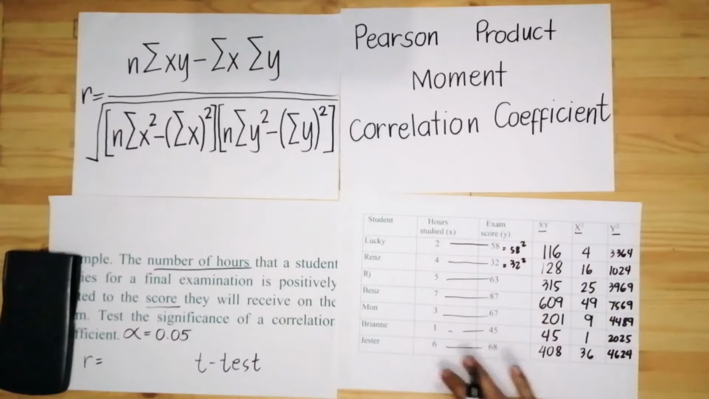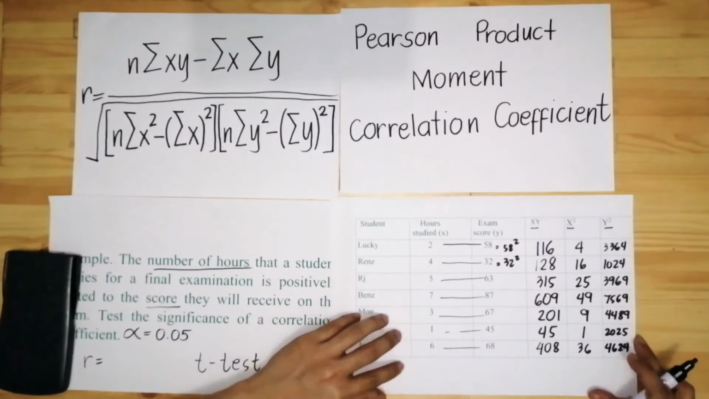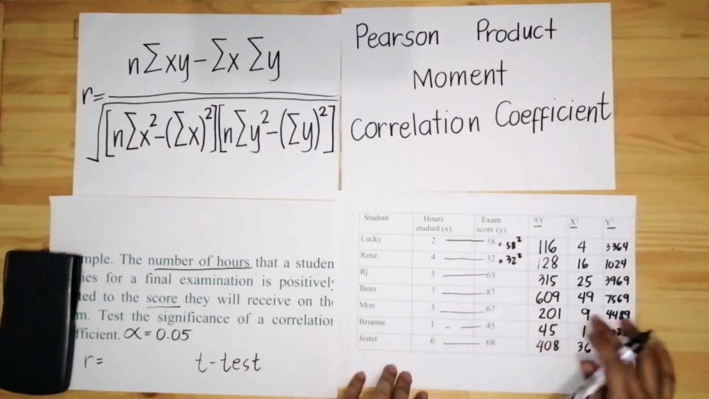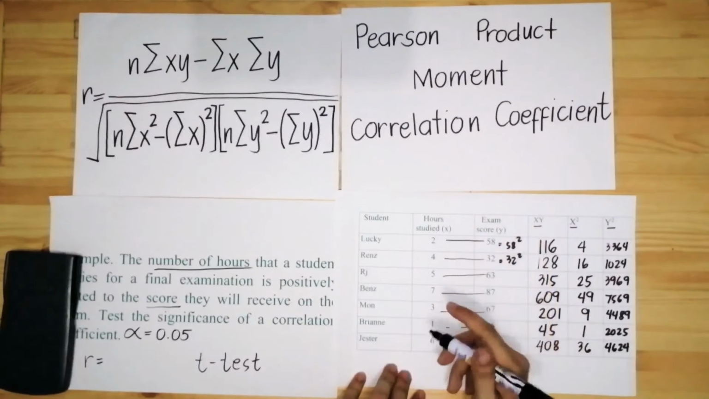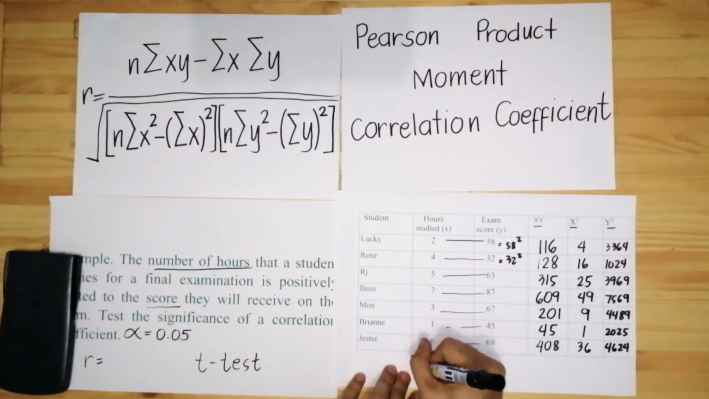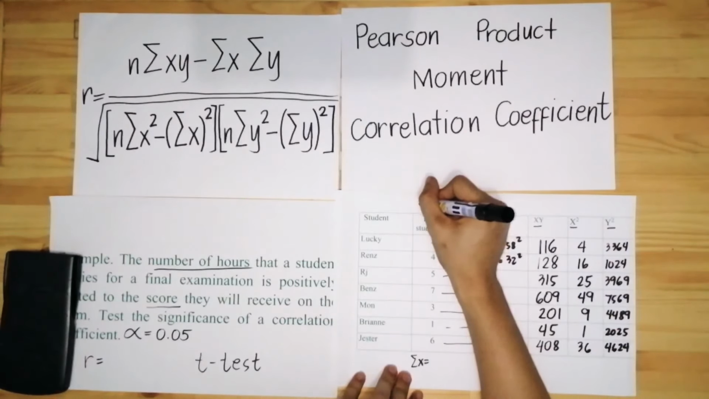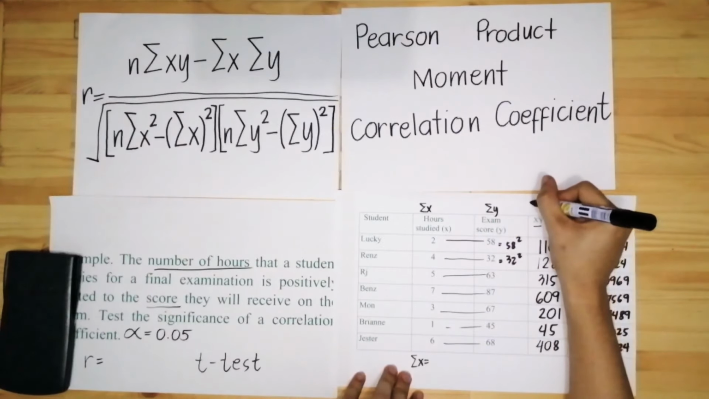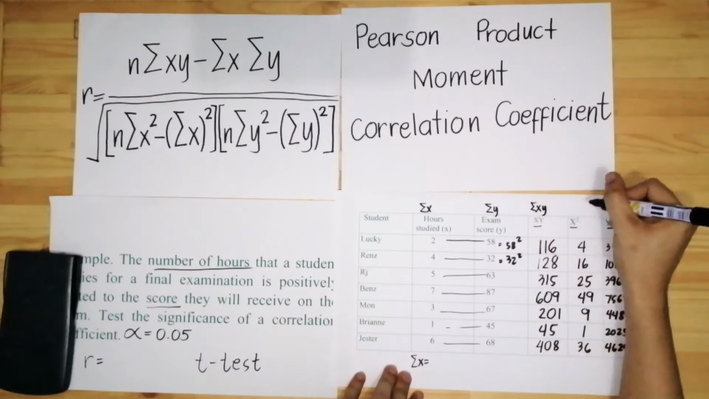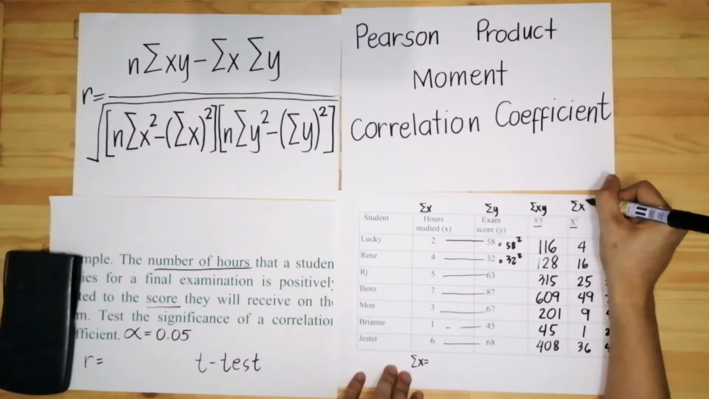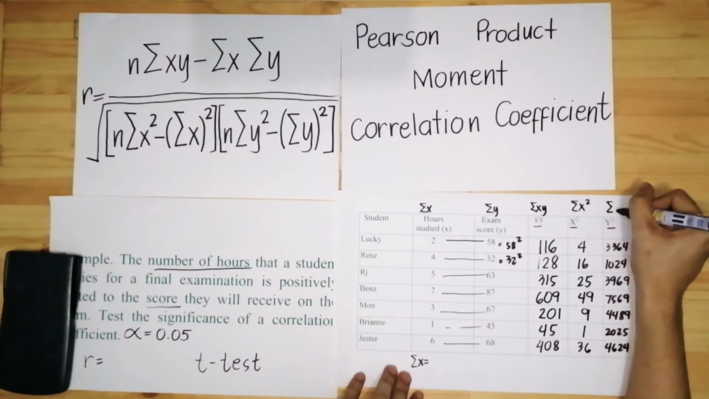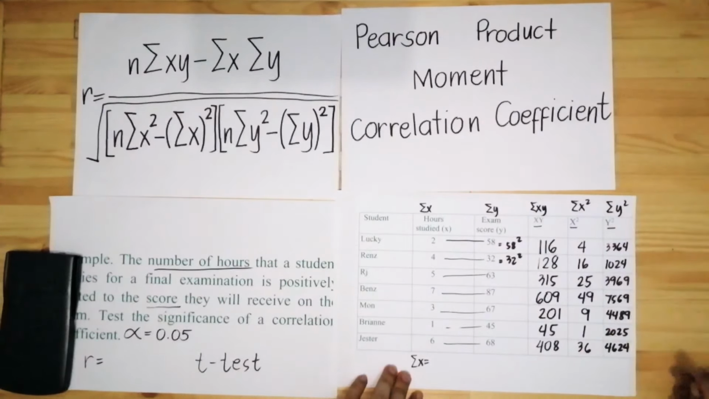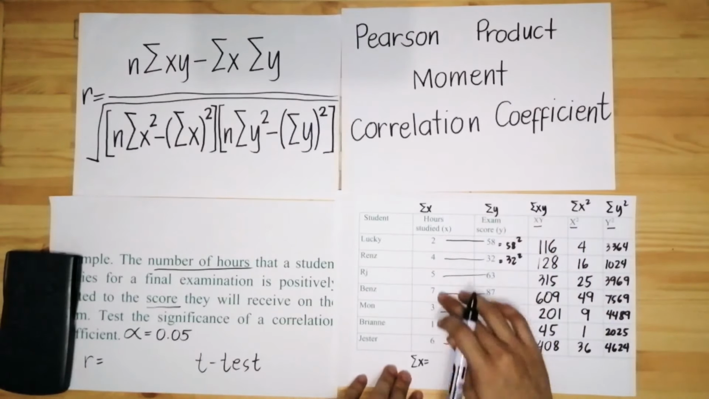After natin makuha o makompleto yung table, ang sunod natin gagawin is to get the sum of each and every column na meron tayo. So dito, we need to get the summation of x. Okay? Summation of x to. Ito summation of y. Summation of xy. Summation of x squared. Then summation of y squared. So lagyan natin sa baba yung mga total nila.